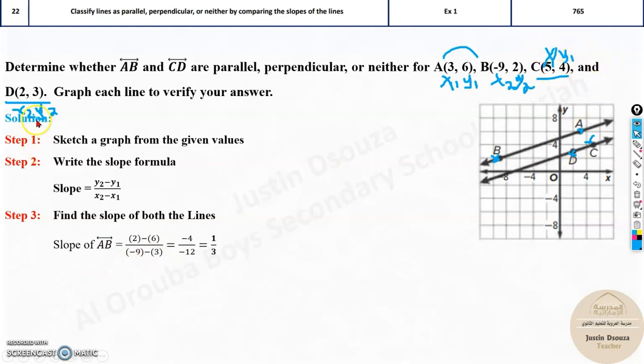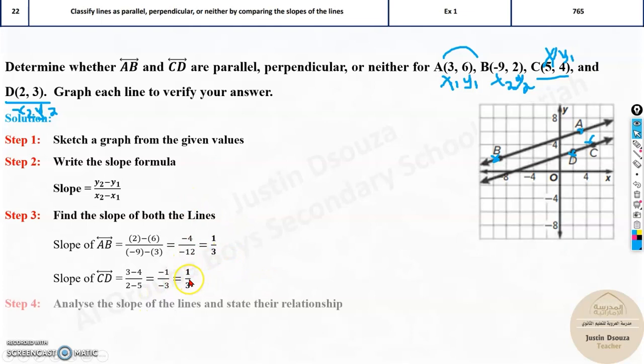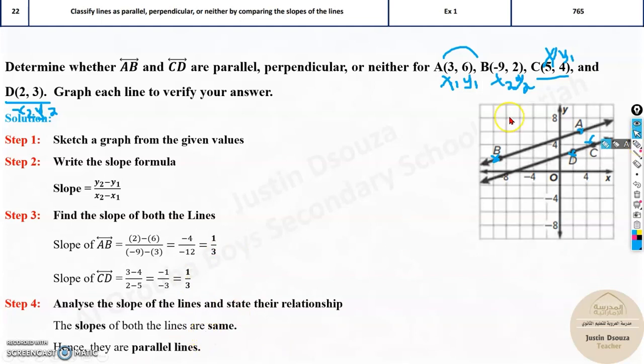Now find the slope of the line CD. Now same thing, that is 3 minus 4 divided by 2 minus 5. You will get the answer, -1 by -3. It's 1/3 again, positive 1/3. The slopes are same, and we must remember, if the slopes are same, they are parallel lines. That's it. So yes, these are parallel lines. That would be the answer.